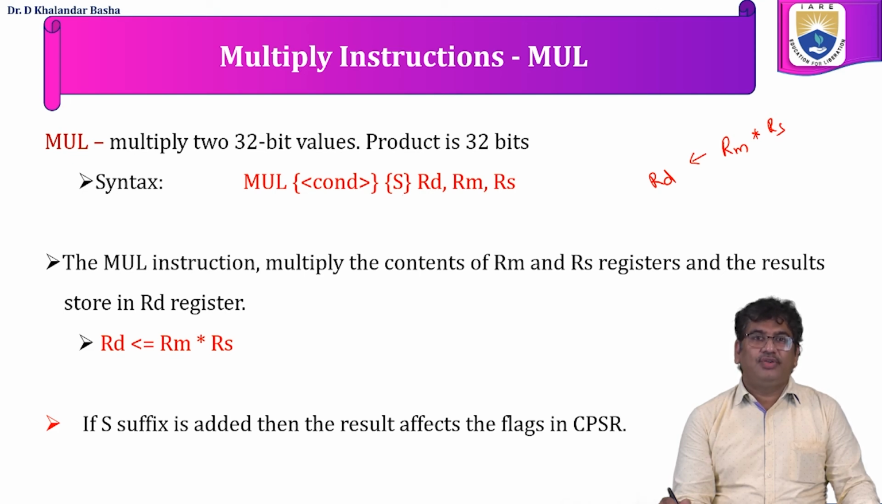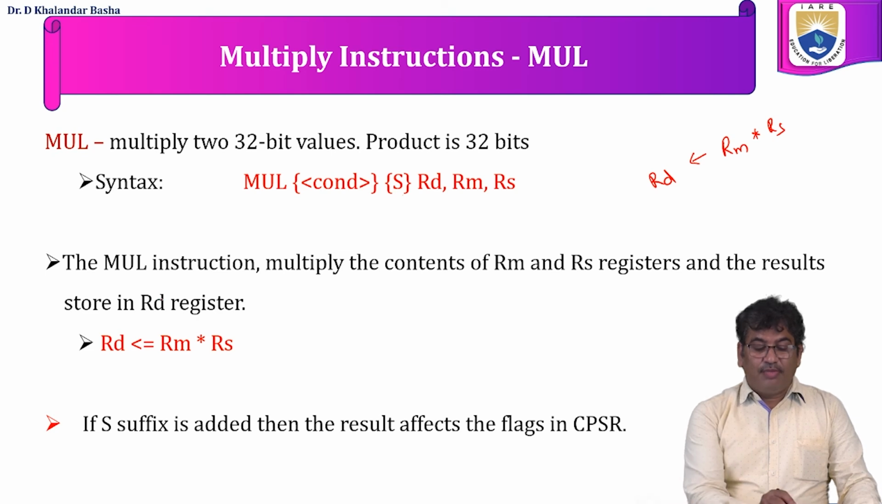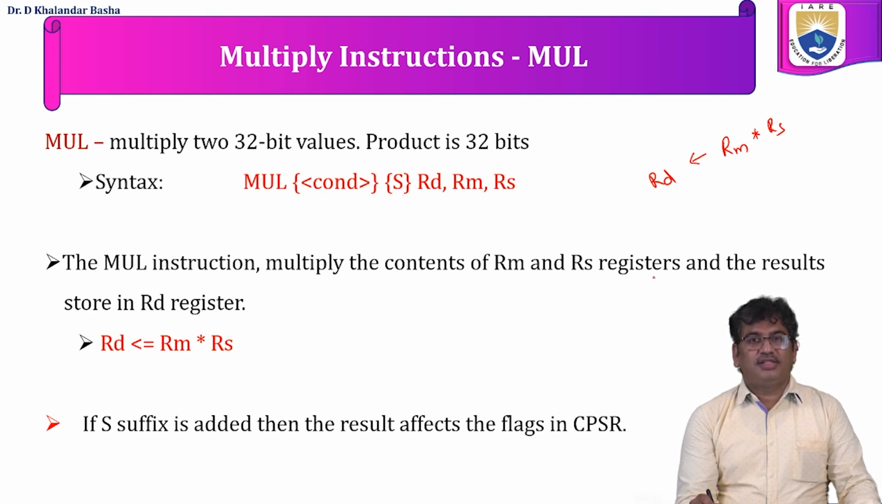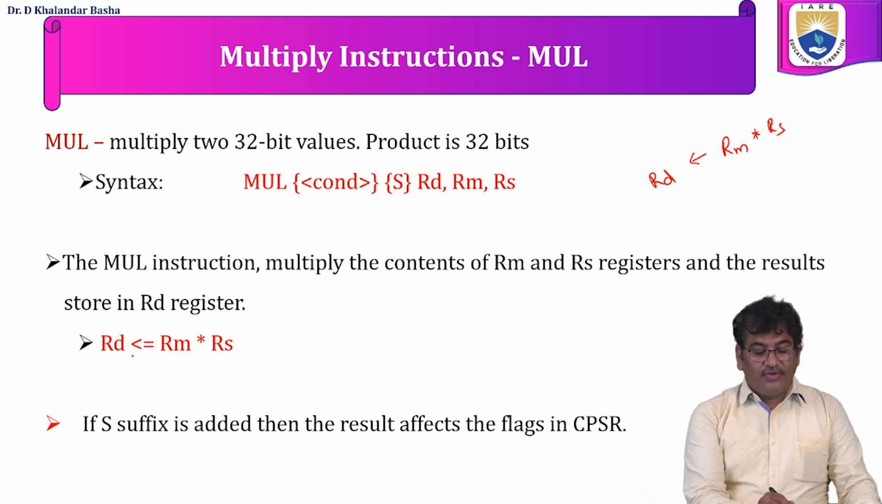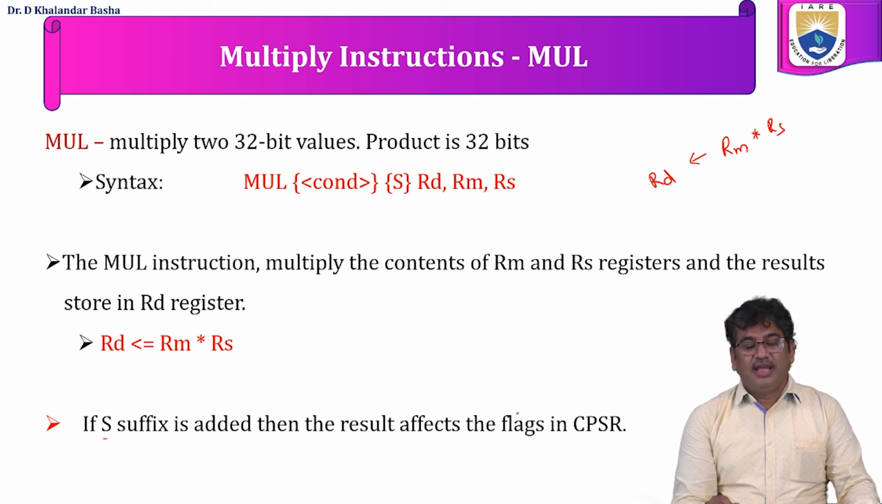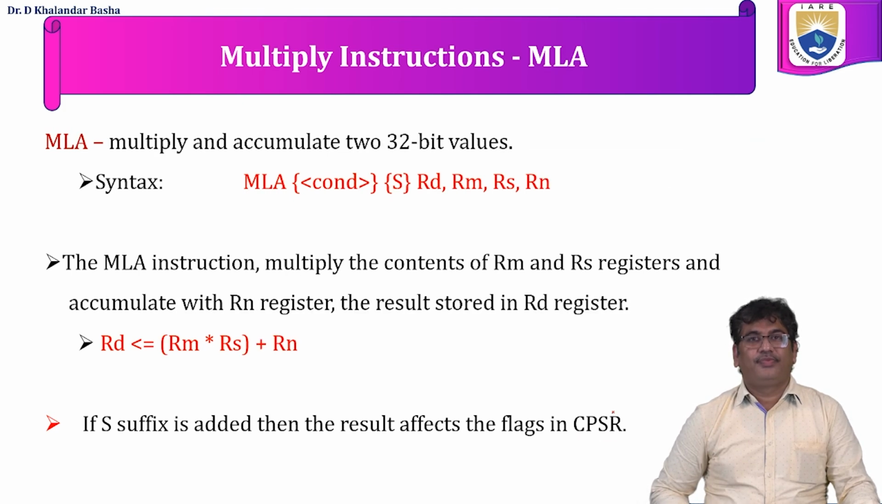In that case we have to use MUL instruction. The MUL instruction multiplies the contents of Rm and Rs registers and the result is stored in Rd register. We can write the functionality of this instruction as Rd is assigned with Rm into Rs. If S is added as suffix for MUL instruction, it will affect the flags in CPSR register.